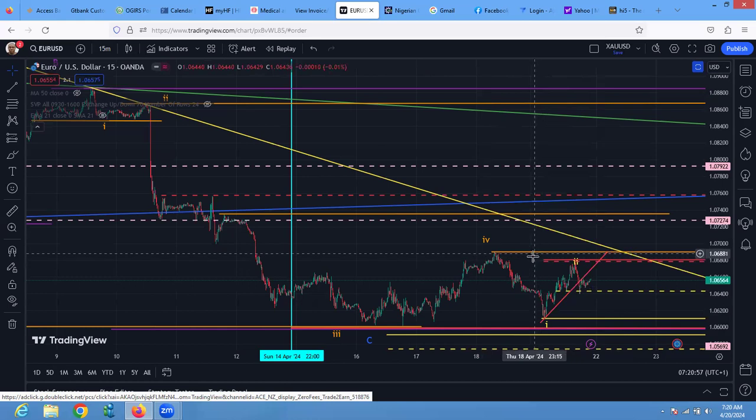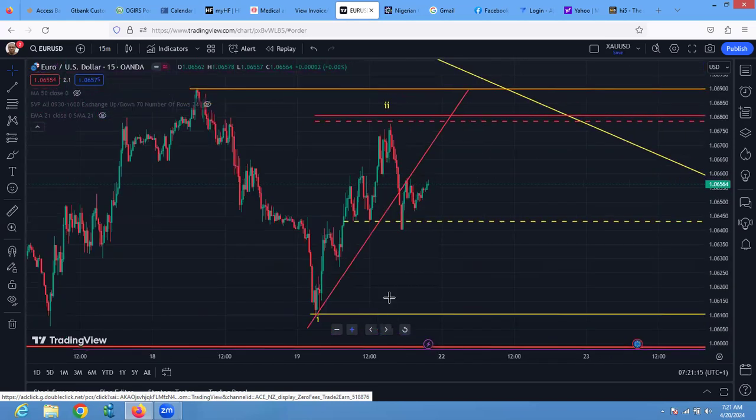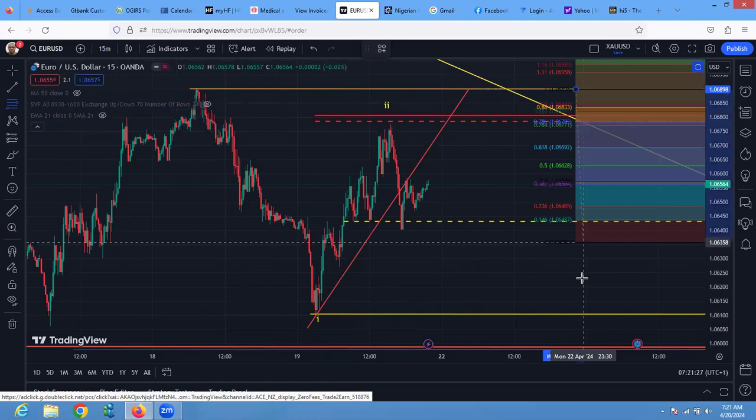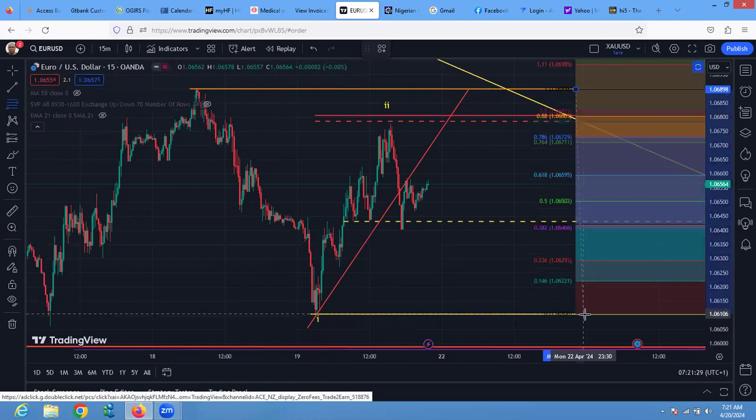Now, in terms of this one being a 1 and this one being a 2, it shouldn't break 88. Right now, we are seeing this reaction at 85. So let me try and zoom in. For what we know, we don't want price to break above 88. Otherwise, it stops being a wave 2.